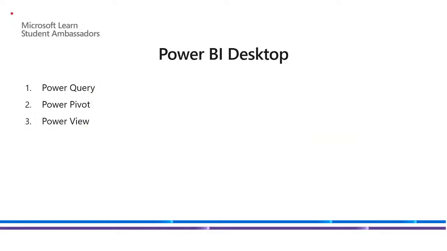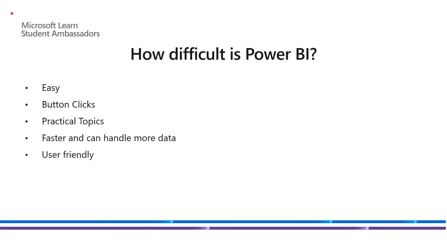So Power BI Desktop. The Power BI Desktop is divided into multiple parts. They are Power Query, Power Pivot, and Power View or Power BI Service. Power Query is used for cleaning data. Power Pivot is used for data modeling, and Power View is used for data visualizations like creating charts. Most of the companies spend a lot of their time in the first two steps, that is Power Query and Power Pivot. They spend time cleaning the data and only then go for data visualization.